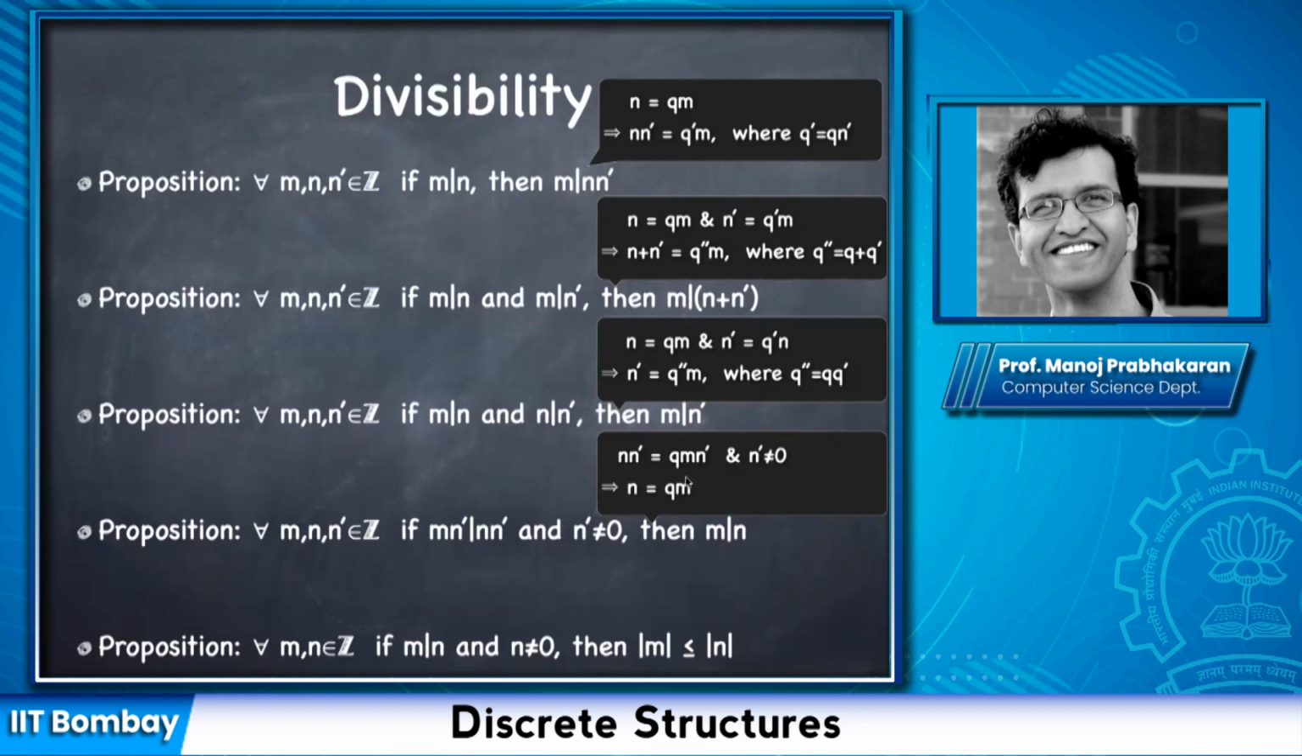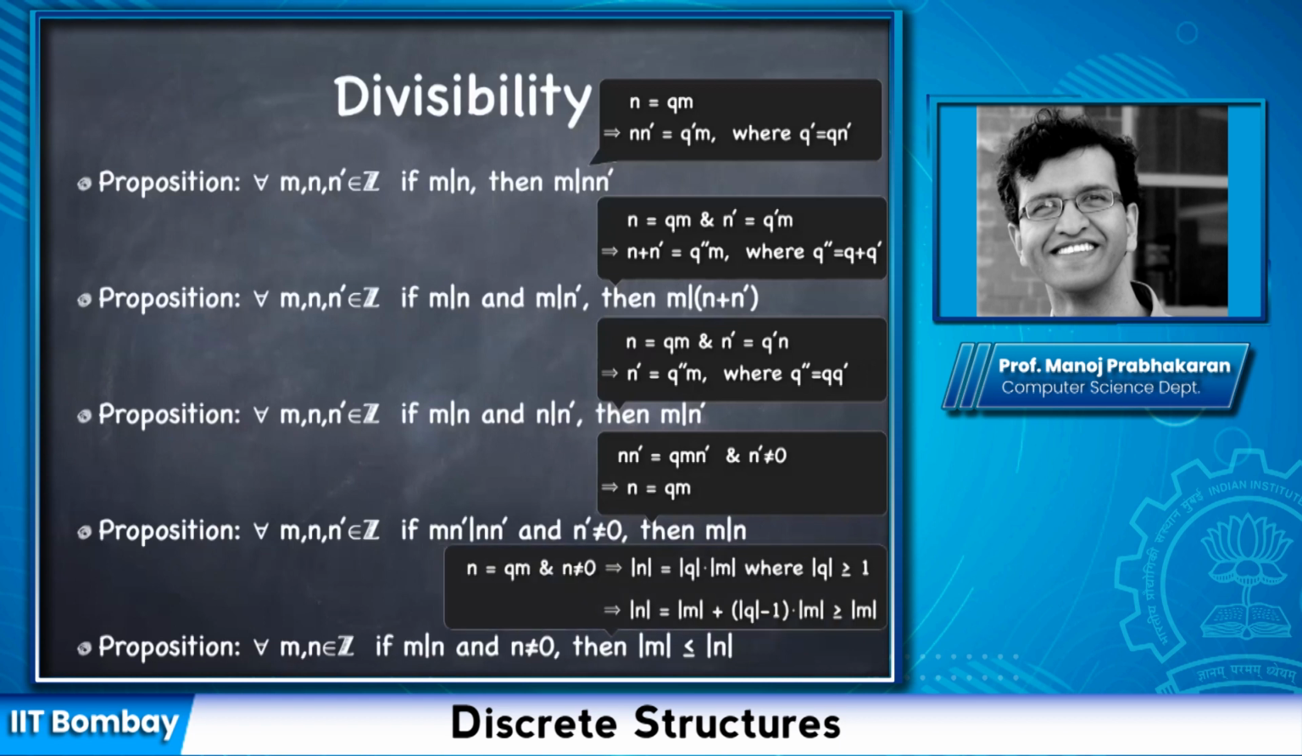And the multiplication operation is such that it allows me to cancel off these non-zero factors from both sides. So I'll get n equal to qm. So this is a property about multiplication that we are using here. And we conclude that indeed m divides n, right? m divides qm.